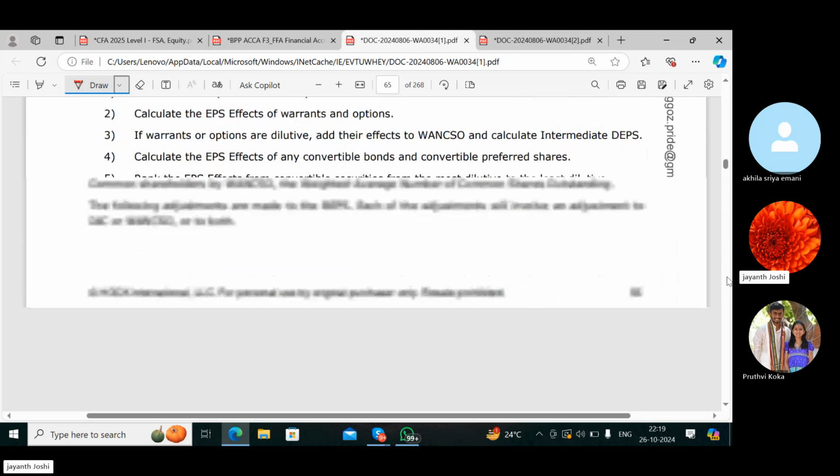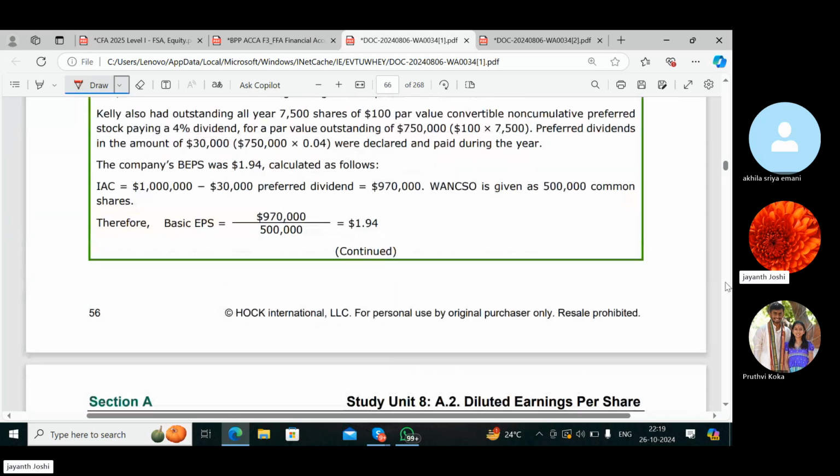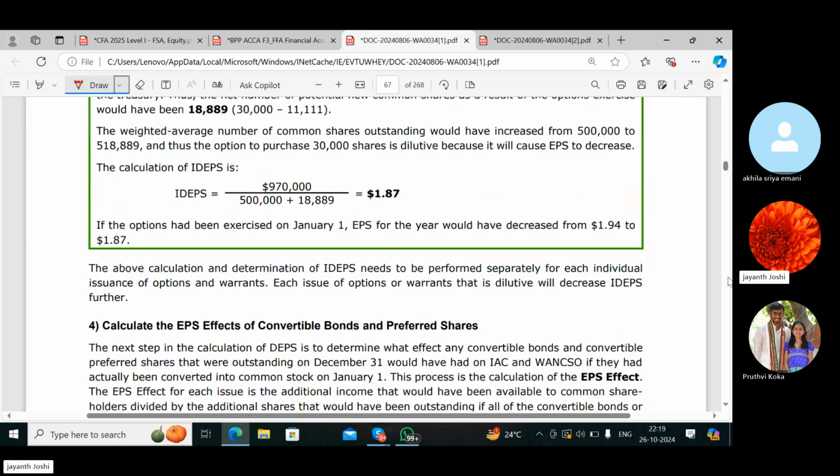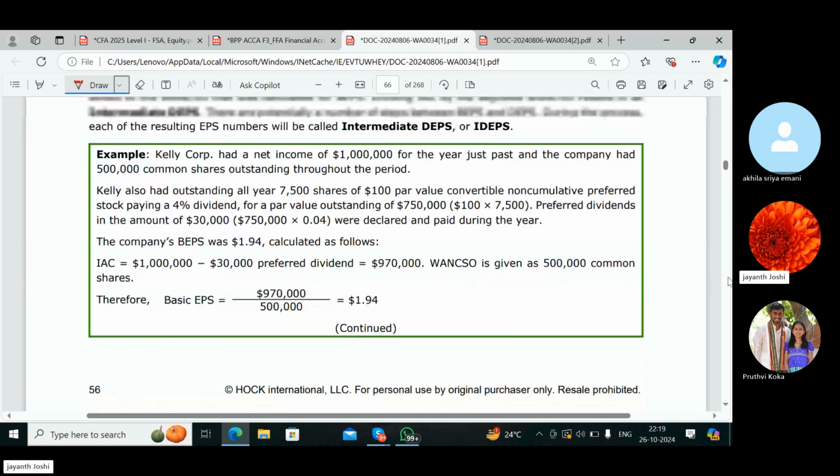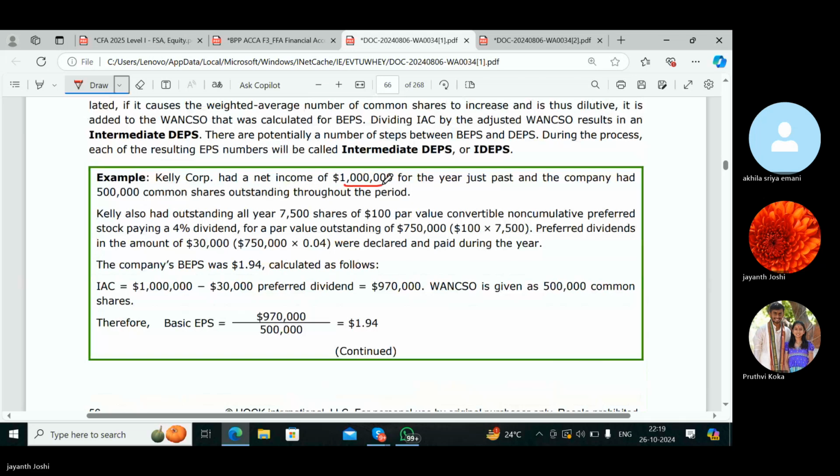Let us understand a small question here with which we will try to finish this topic today, giving you the meaning of diluted EPS. So please focus here. Kelly Corporation had a net income of $1 million for the year just passed, and the company had 500,000 common shares outstanding throughout the period. So if I want to calculate the basic EPS, I'll take the income available to common shareholders calculation. I'll take net income and subtract the preferred dividends. Let us calculate that.